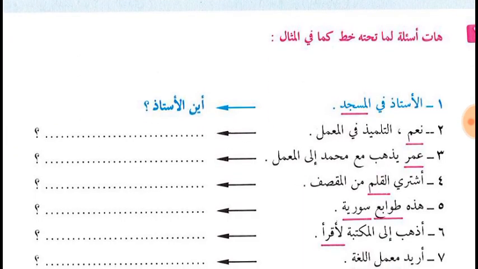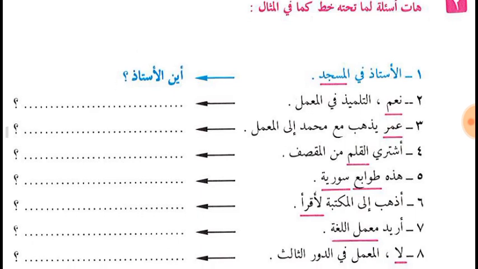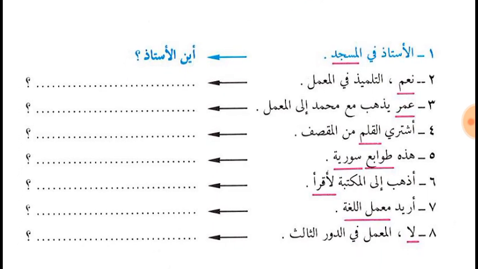Then we have hati as'ila lima tahtahu khat, as in the example. Hati as'ila means bring a question for the word under which we have a line, kama fil-misal. So he is asking you to bring a question for the word that is underlined. Al-ustazu fil-masjid, ayna al-ustazu? So your question should relate to the word underlined. Okay.